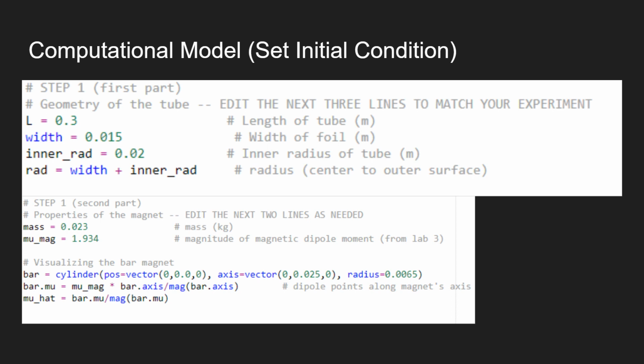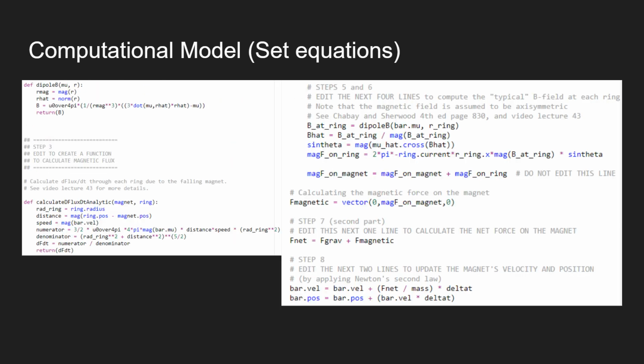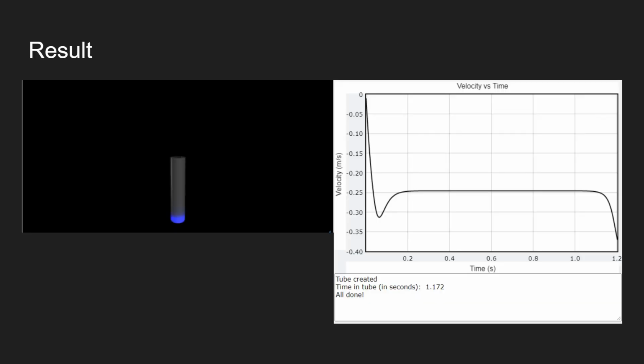And here is my computational model. I set the initial conditions of tube and magnet, and then I made the equations to estimate the magnetic field for the bar magnet, induced current, magnetic force, and net force. And then this is my tube model and the graph of the bar magnet velocity by time, and you can see the flat part here, which means force equilibrium between the gravity and magnetic force.